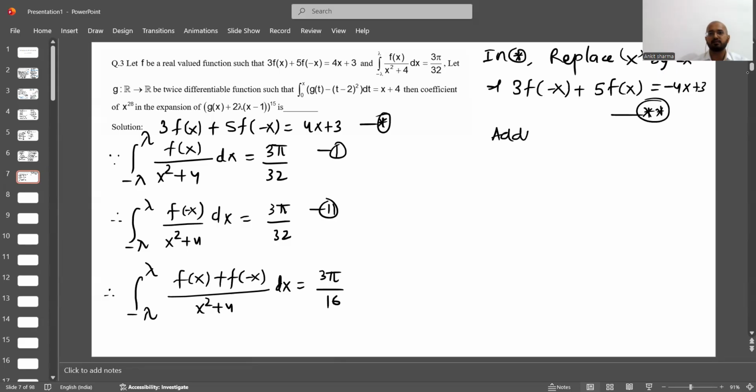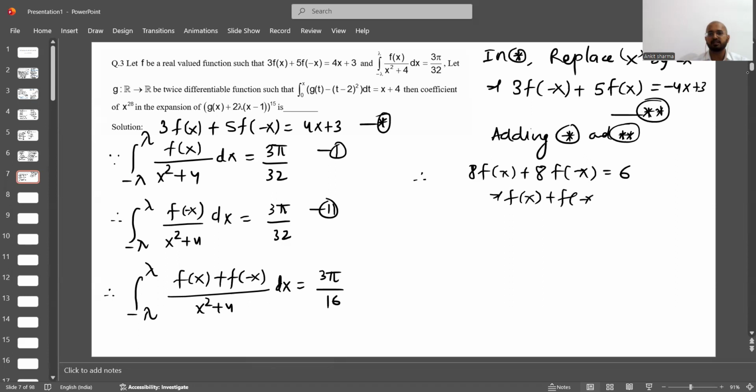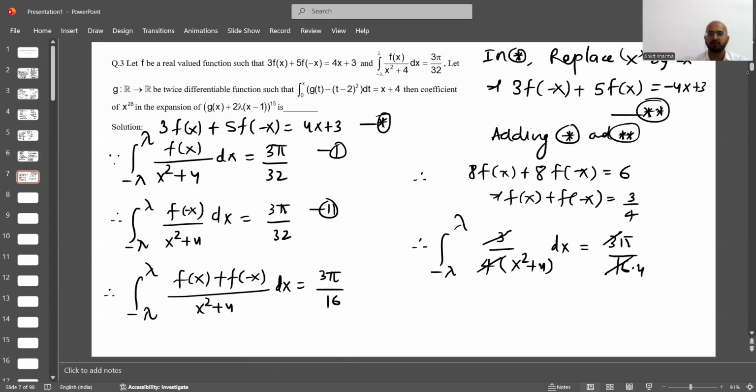So if I add star and double star, I'll be having 8 times f of x plus 8 times f of minus x is equal to 6. So this implies f of x plus f of minus x will be equal to 6 by 8, which is 3 by 4. So now my integration will be minus lambda to lambda, 3 over 4 times x square plus 4 dx will be 3 pi over 16. And then politely we will cancel 3 here, this 4 also. So pi over 4.